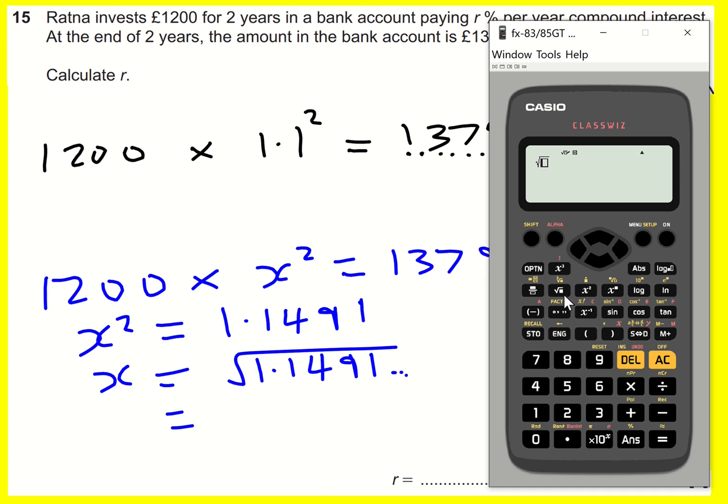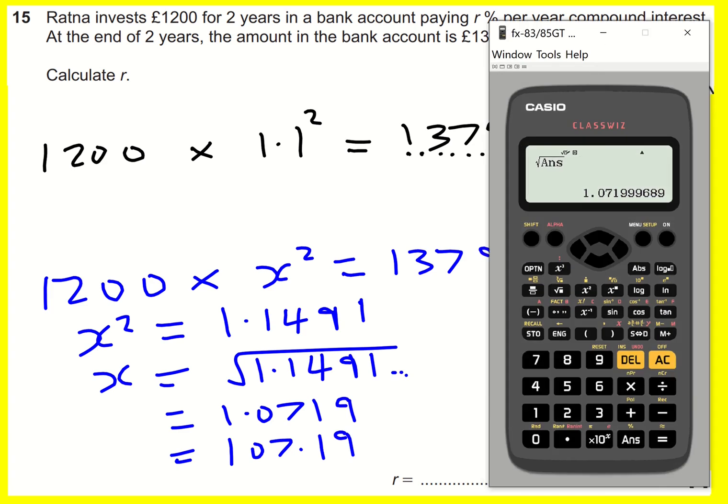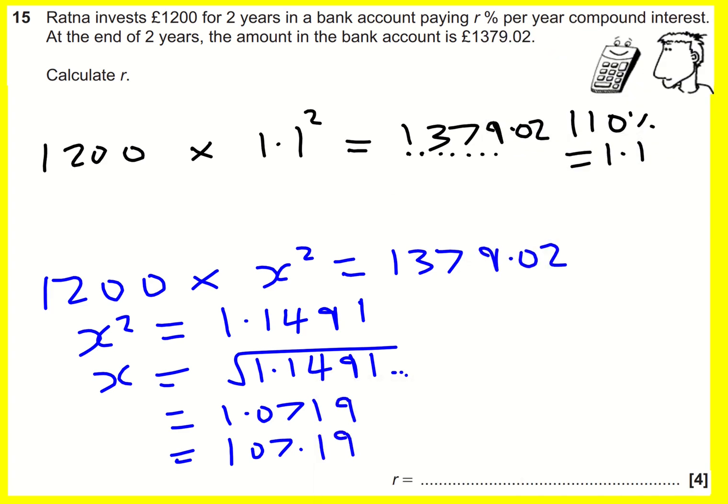So now I can take the square root of my answer, and I get 1.0719. Which is 107.19. Maybe I should just add another term, so another 9 after it. And that's going to mean my interest rate. So if I had a 1.1 as my multiplier, I would change that to 110%. I'd see my interest rate was 10%. Here, very similar, but it's going to be that R is 7.2% to one decimal place.